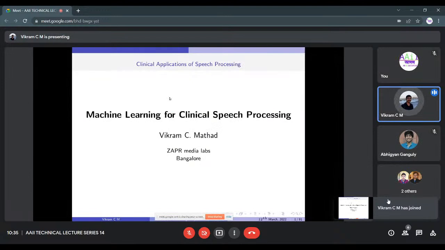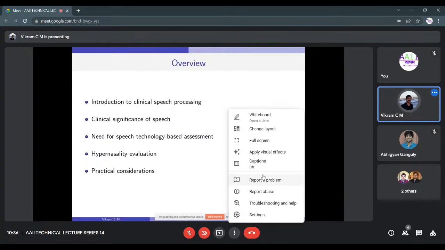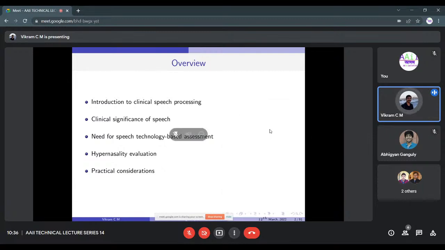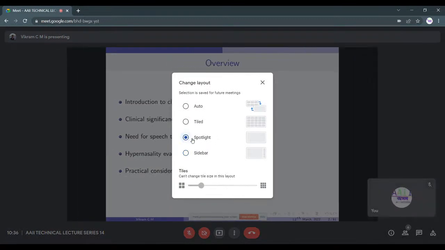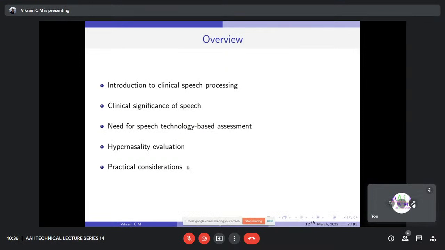Today's talk is about machine learning for clinical speech processing. The overview of the talk is a brief introduction to clinical speech processing and why clinical speech is more significant. Next we will go through a case study: using a machine learning approach, how we can develop an automated system for the assessment of hypernasality. Next, I'll explain the practical considerations for this clinical speech research work.